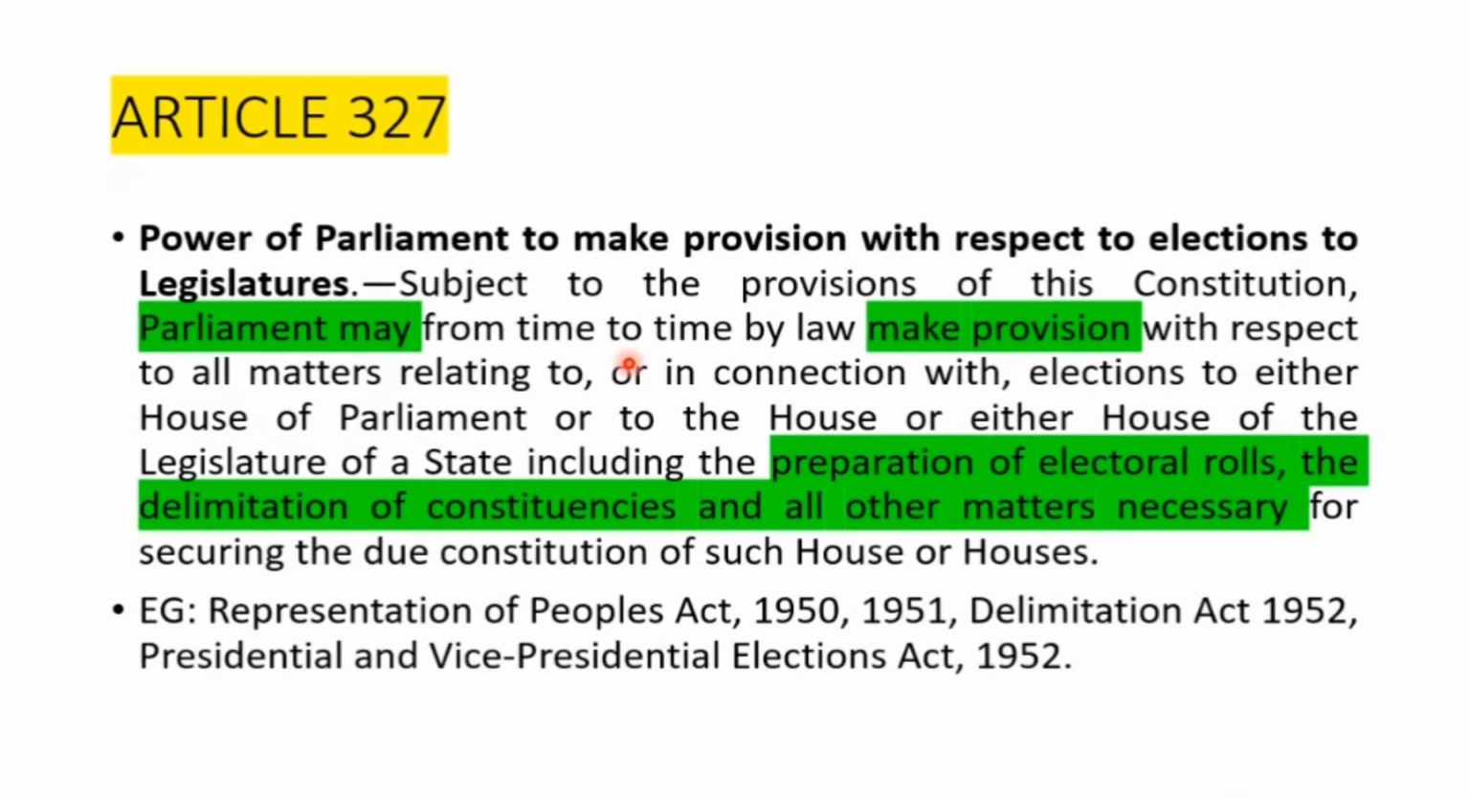Then moving on to the next article, Article 327, it says that the Parliament has power to make provision with regard to the preparation of electoral rolls, the delimitation of constituencies, and all other matters necessary. Okay, so based on this, the Parliament has made several acts, and some of the examples are the Representation of the People Act 1950-51, the Delimitation Act 1952, and the Presidential and Vice Presidential Elections Act 1952. So the Parliament can make provisions with regard to elections. That is the point provided under Article 327.